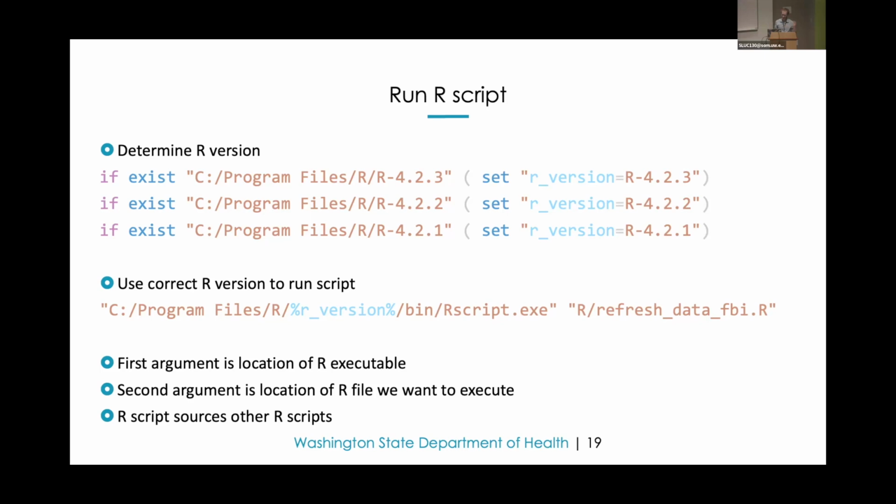And then after you have that, you have the location of the R executable. It's important to use the Rscript, not the R.exe. And then the second argument is the R script you actually want to run. And anyways, that's how we put it in the batch script to run the data refresh without them ever having to open RStudio or run stuff themselves.